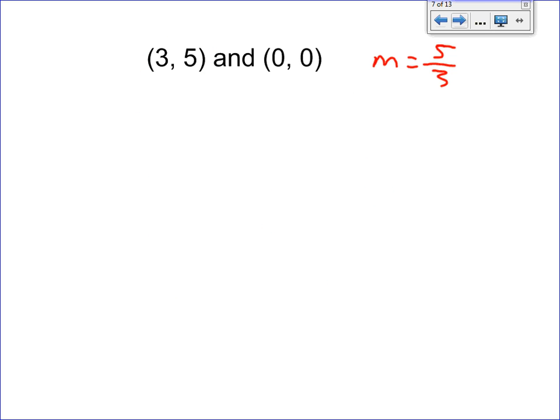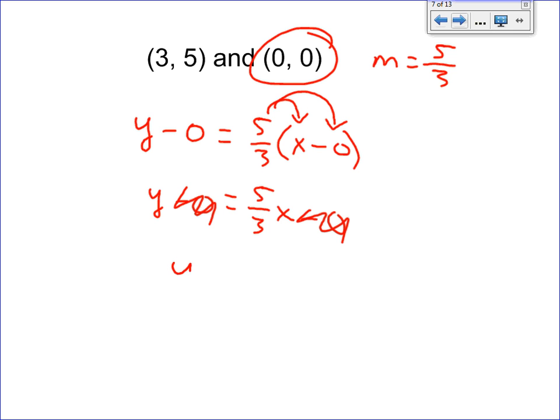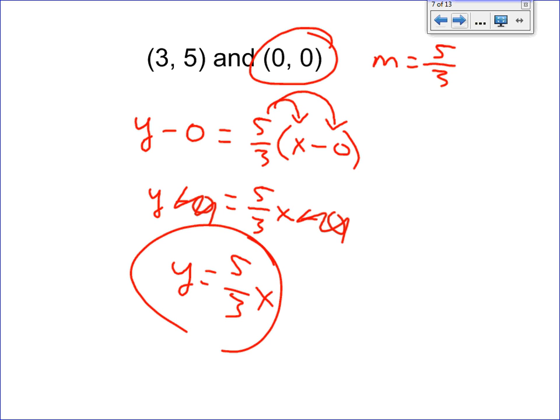Let's do it one more time using the other point, because here's a second point we could have chosen. Y minus 0 equals the slope times x minus 0. There's the point-slope form. Now let's convert it into slope-intercept form. So now we have y minus 0 equals 5 over 3x. 5 over 3 times 0 is minus 0 again. We don't need the zeros. Y equals 5 over 3x. Slope-intercept form. Done.